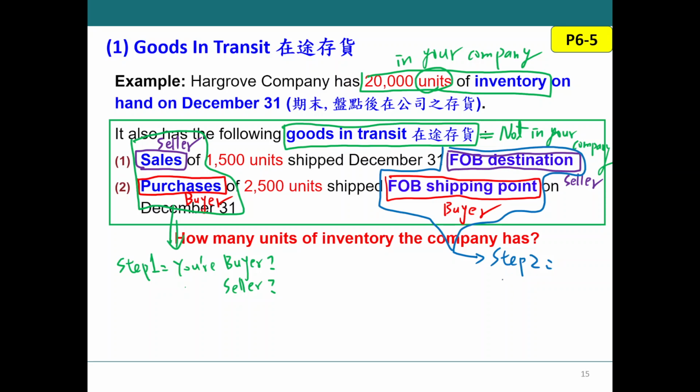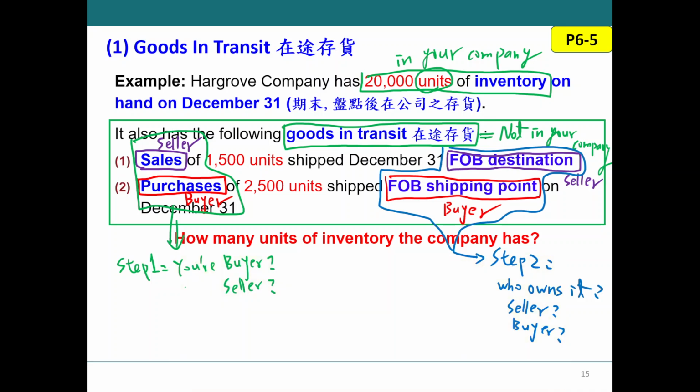So shipping point, destination, find out who owns it. Okay? Seller or buyer. Okay? So you should figure out who are you. And then look at the deal. The deal told you who owned it. Okay? Compare these two, then you will figure out whether you have this inventory or not. Okay? So based on these two is yours, right?